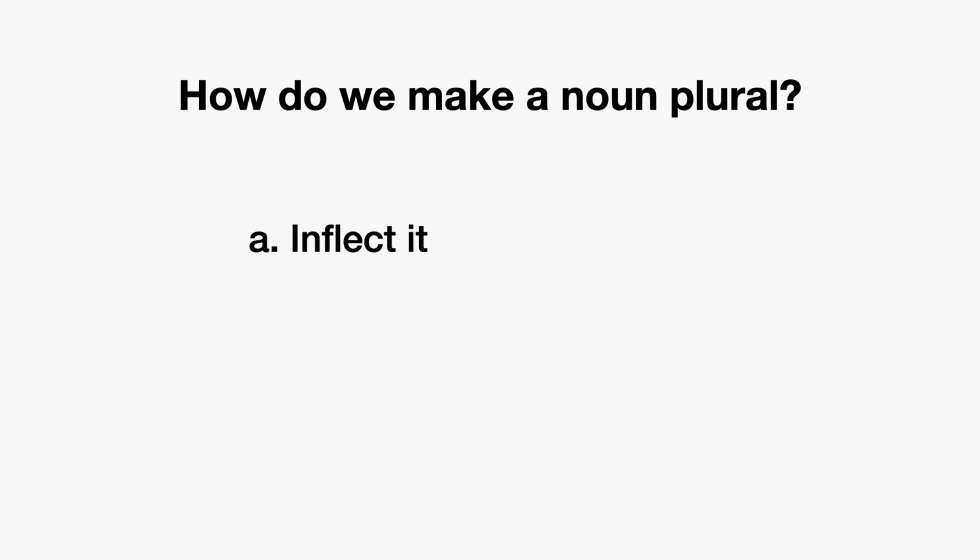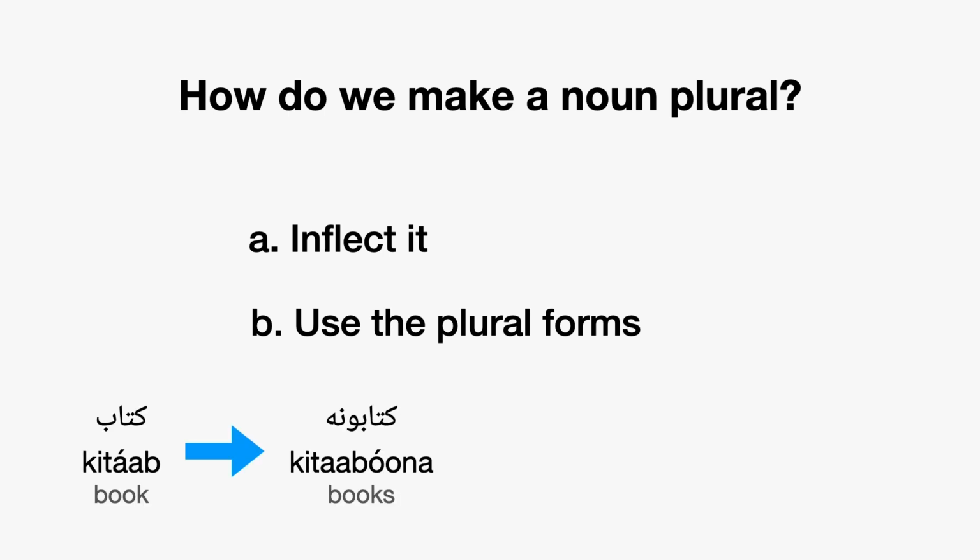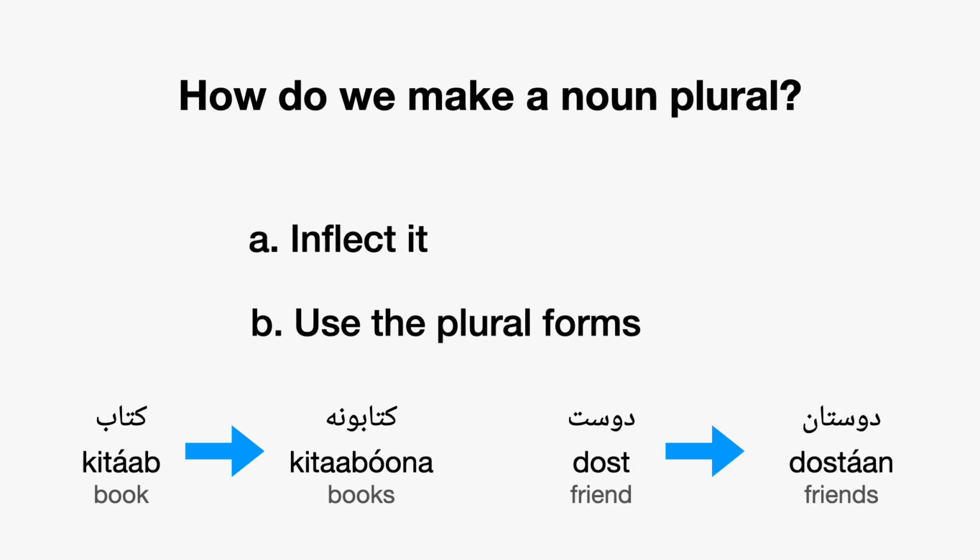That's nice, but not all words can inflect. Sometimes we need to use the plural forms. We need to use plural endings. Like kitab gets a plural ending, and we can say kitabuna for books. Or dost, as a friend, we add a plural ending on the end and say dostan for friends.